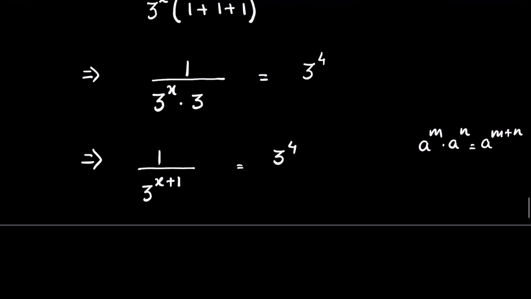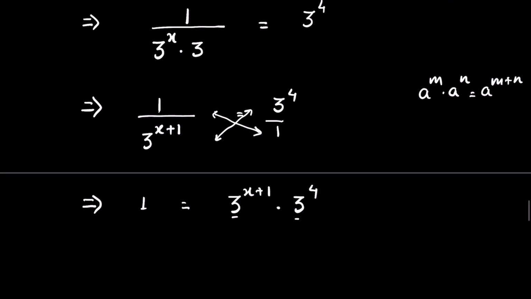Now let's cross multiply it. Write 1 here and let's cross multiply it. So we can write 1 is equal to 3 raised to the power x plus 1 times 3 raised to the power 4. Again bases are same, both the bases are same.